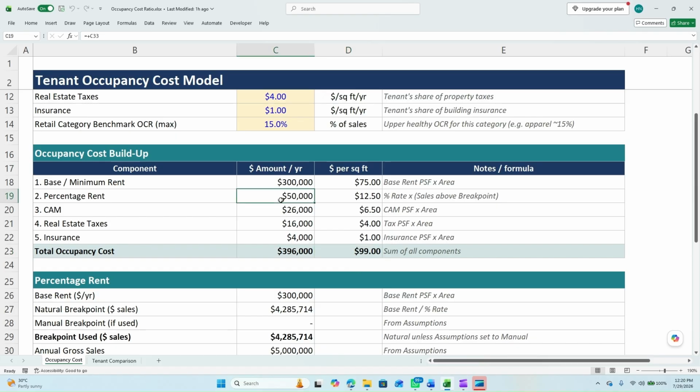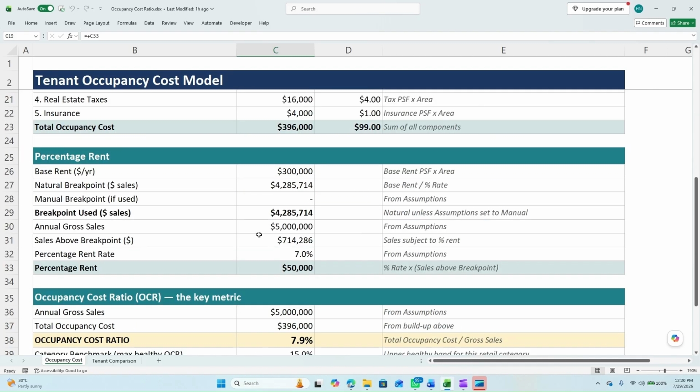Within this, there is a component of percentage rent. Let's unpack that a little bit. To calculate percentage rent, start with the base rent and calculate natural breakpoint. Natural breakpoint is your base rent divided by the percentage rent rate. You get the natural breakpoint. In case the lease specifies a manual breakpoint, you might want to use the manual breakpoint, but otherwise the natural breakpoint becomes your breakpoint for the lease.